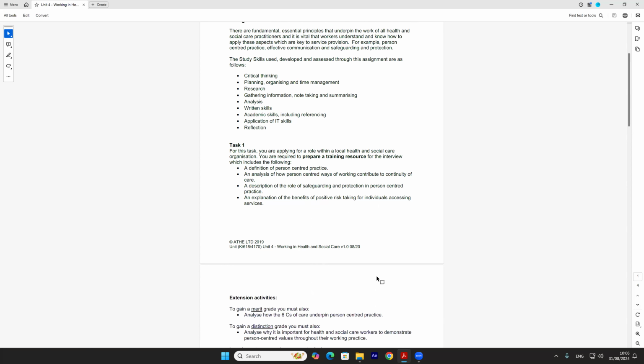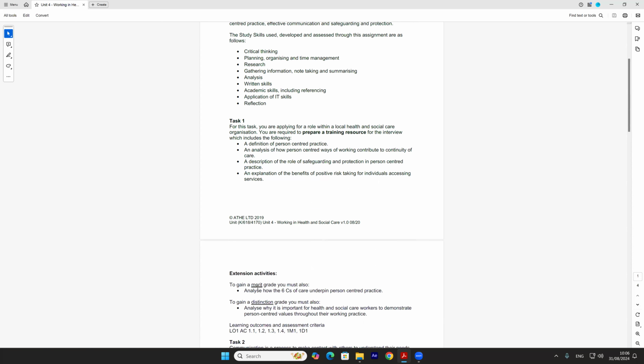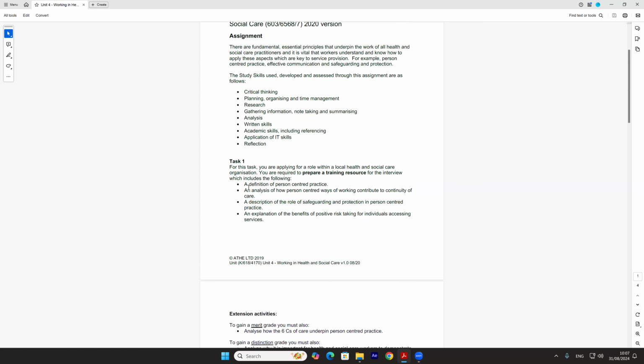And we have some extension activities with it as well. If we want to gain a merit, then we must also analyze how the 6 C's of care underpin person-centered practice. And to gain a distinction, we also need to analyze why it is important for health and social care workers to demonstrate person-centered values throughout their working practice. In this task, we will cover Learning Outcome 1, and it has 1.1, 1.2, 1.3, 1.4, and 1M1 and 1D1.